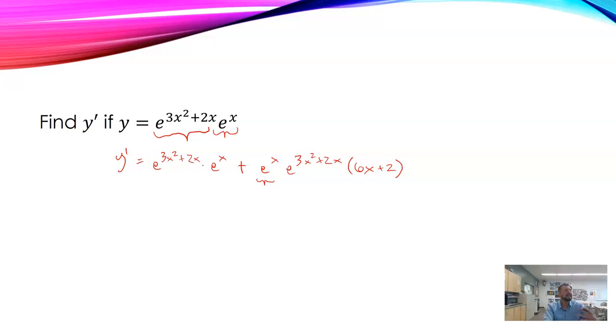Now again, I think exponential derivatives, especially e to whatever it is, having e be the base number, is probably the easiest type of derivative that we have. So hopefully that made sense.